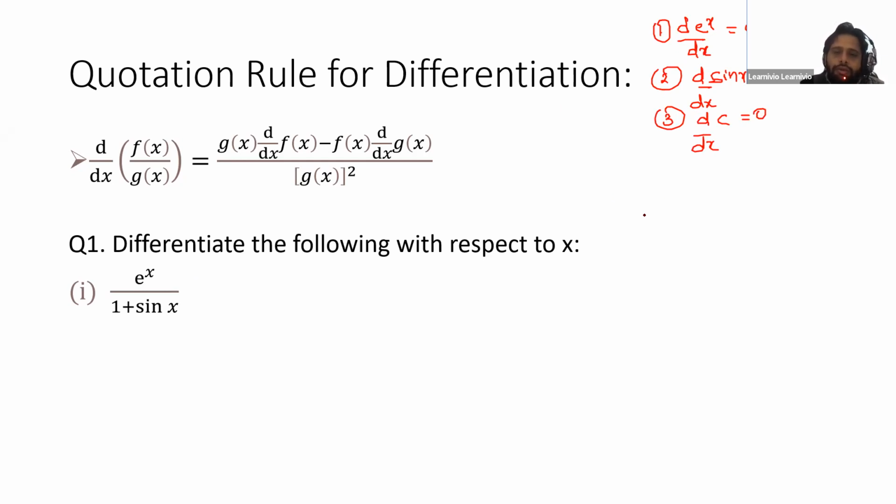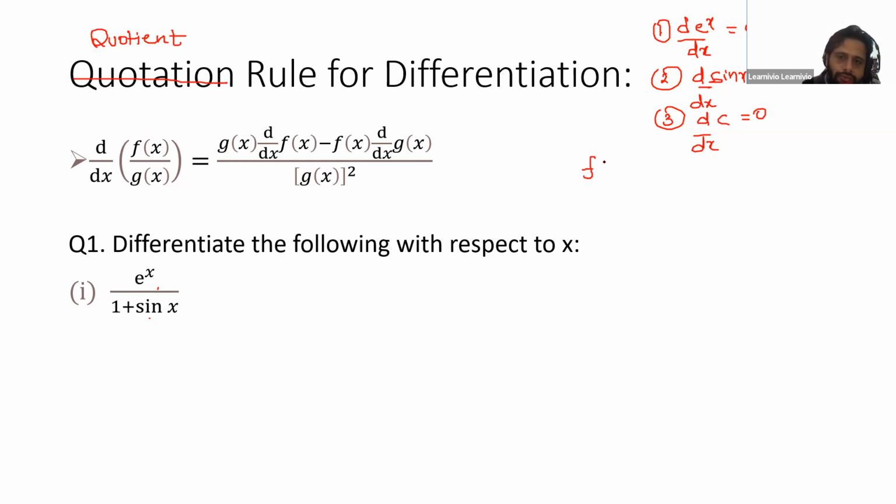Now, if two functions are in division, for example here we have the first function and here we have the second function, then we will use the quotient rule for differentiation. This is not the quotation rule; this is the quotient rule, I will correct the spelling. So if two functions are in division, we will use the quotient rule.